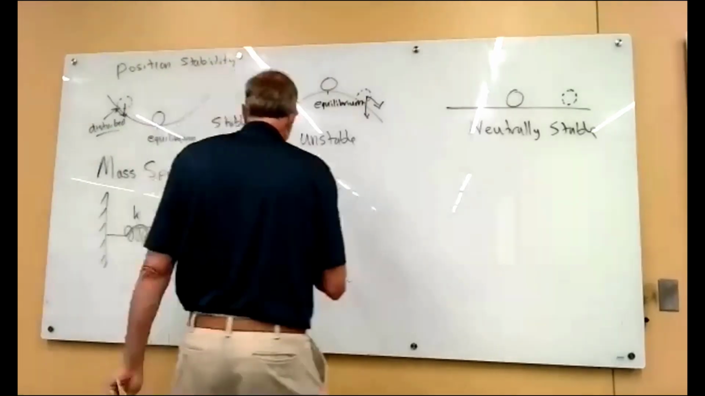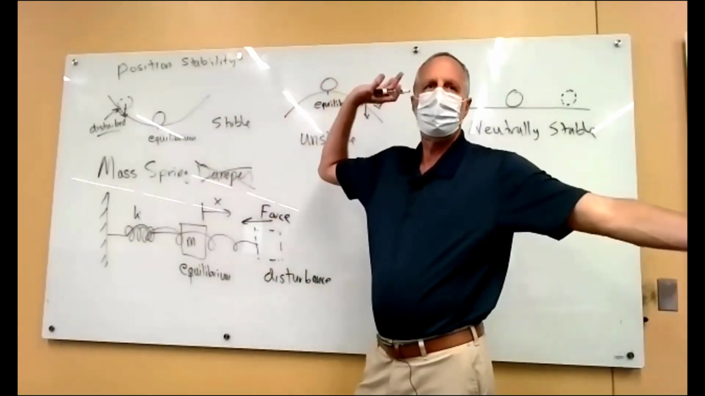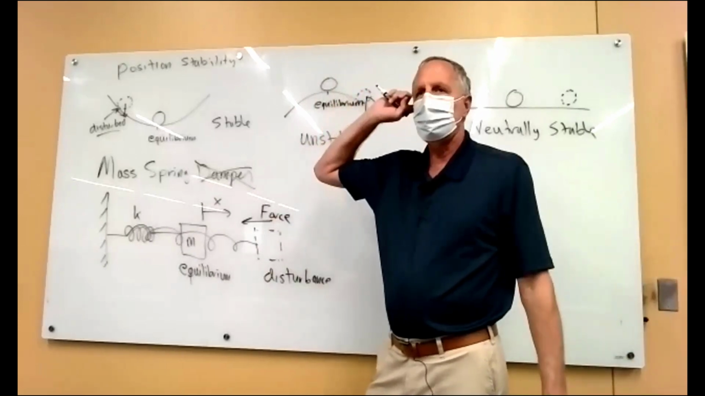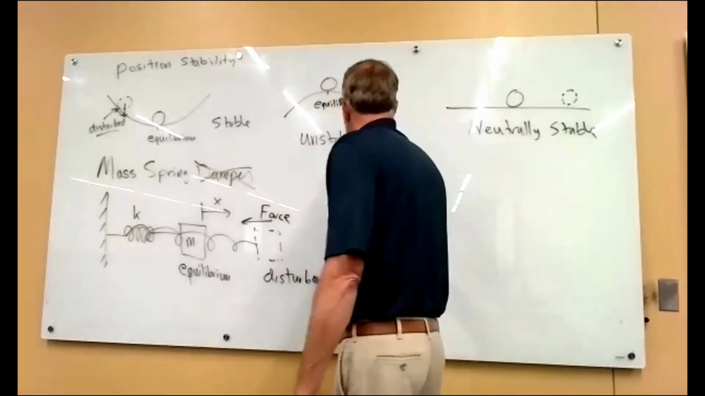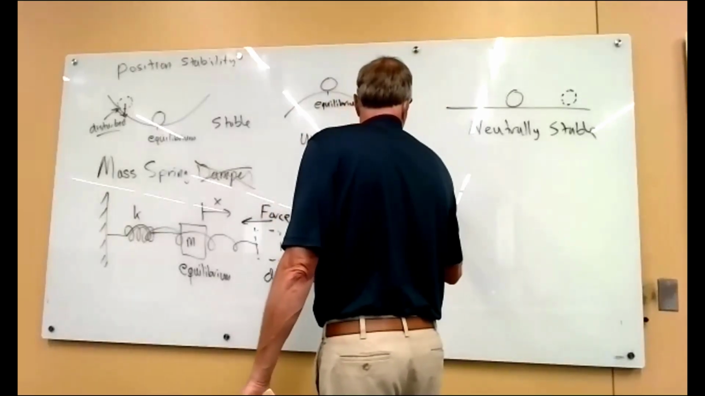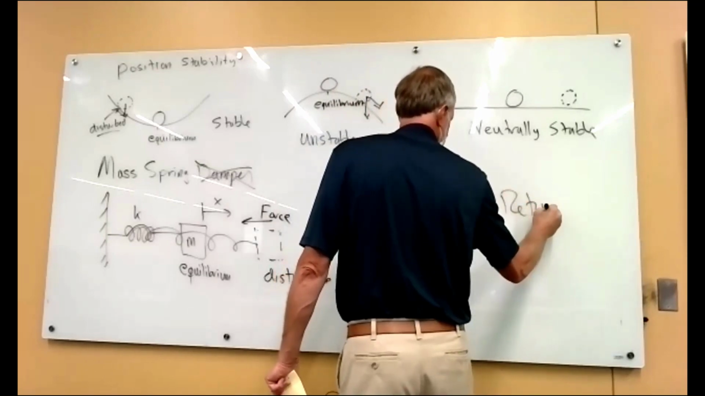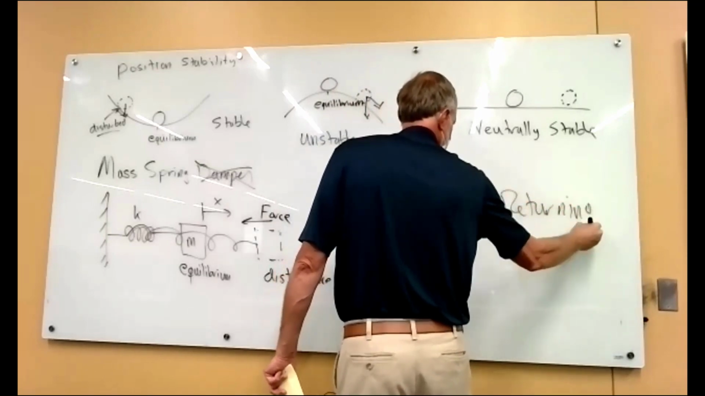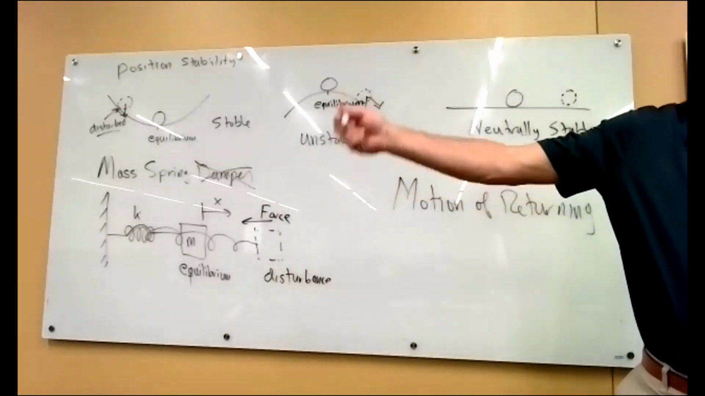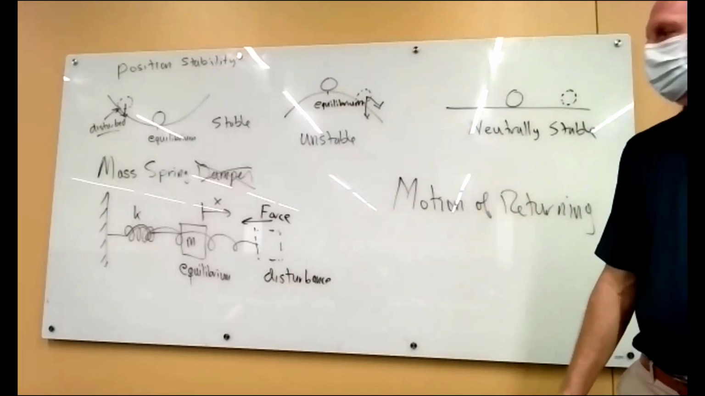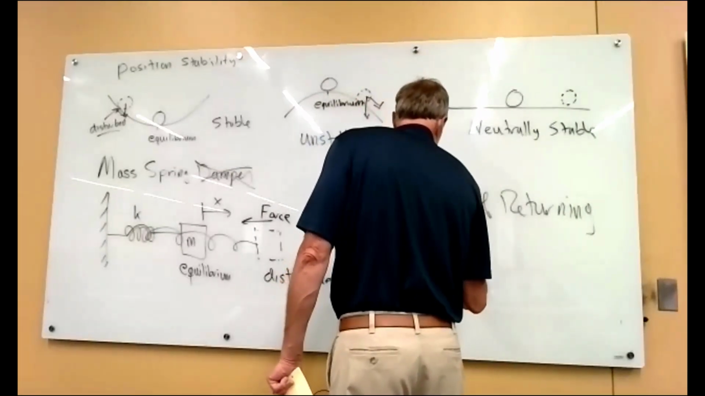So the question that comes up here is, so you pull this over to here and then you let go of it. Static stability says we're going to return back, but we don't know anything about how it returns. So the motion of returning is not static stability. In other words, does it go back to equilibrium? Right now, we don't care. And this would be dynamic stability.